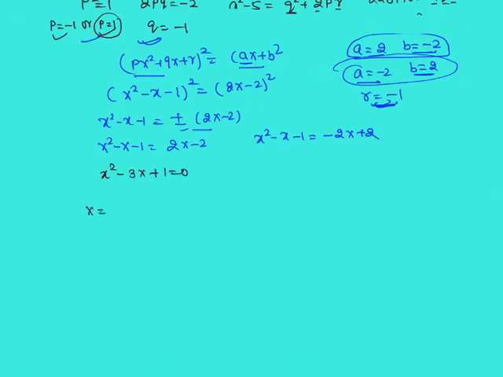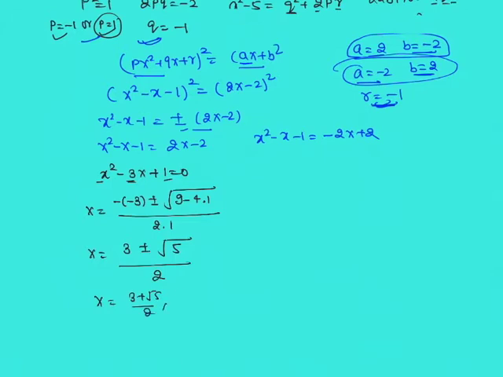So from here we will get x equals to minus of minus 3 plus minus root over b square, that is 9 minus 4, a is 1 and c is 1, 4 into 1 divided by 2 into a, that is 1. So x equal to we will get as 3 plus minus 9 minus 4 is root 5 divided by 2. So from here you will get two values, x is 3 plus root 5 by 2 and 3 minus root 5 by 2.